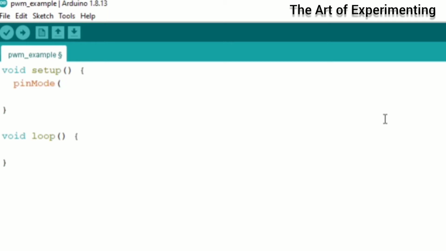While declaring the pin number, take note that the pins for pulse width modulation are marked with the tilde symbol before them. Only those pins can be used for pulse width modulation. The pins for Arduino UNO are 5, 6, 9, 10 and 11. Only these pins can be used for pulse width modulation. So I am declaring 9 as output.